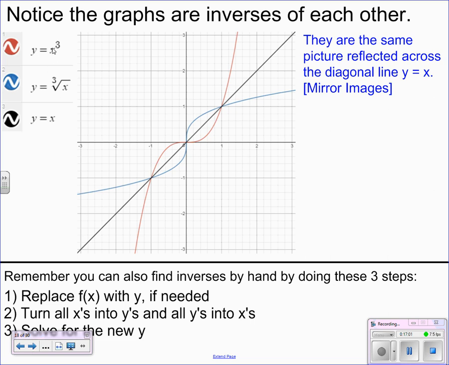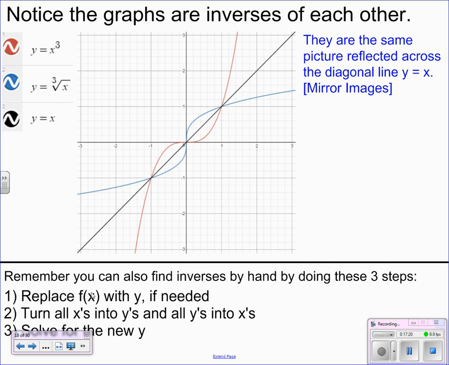Now the cube function and the cube root function are inverses. If I graph them at the same time, they both reflect over the line y equals x. And by definition of an inverse, that's what happens. So now we're going to work on finding the inverses.